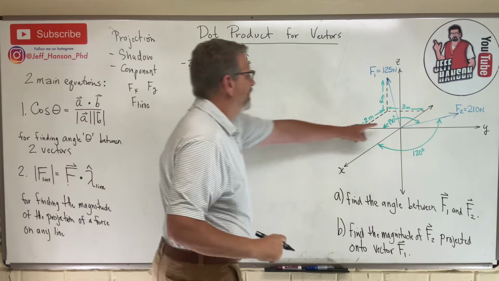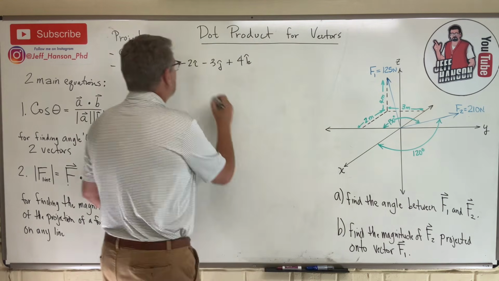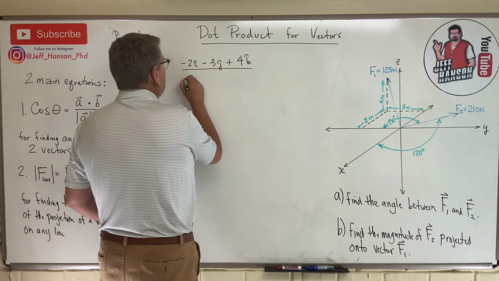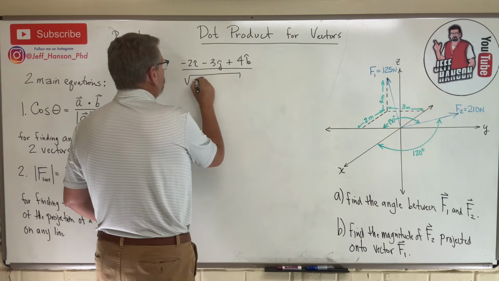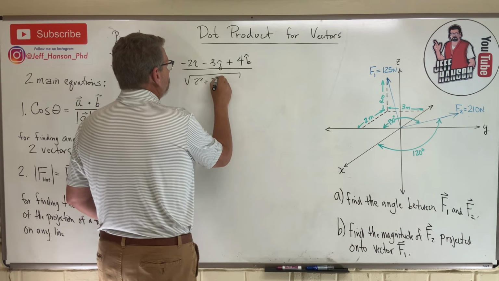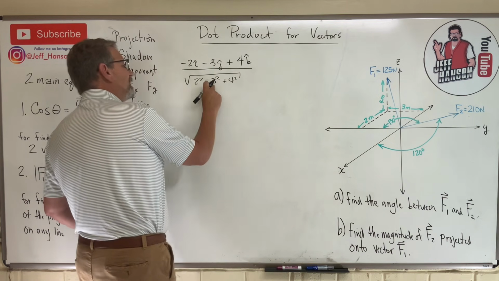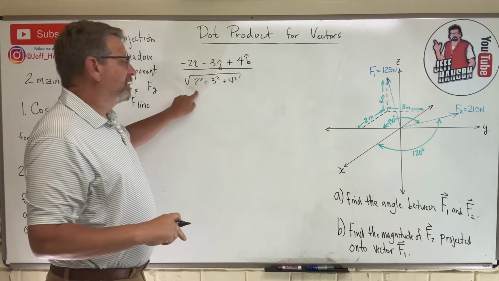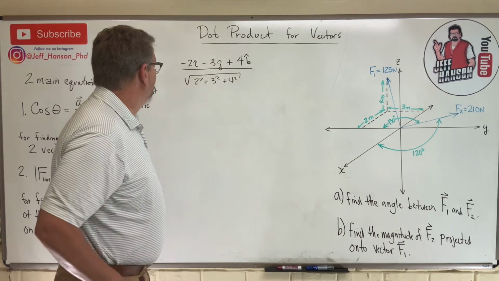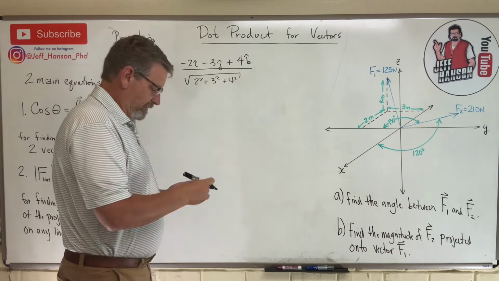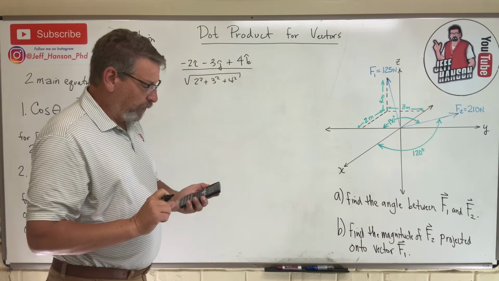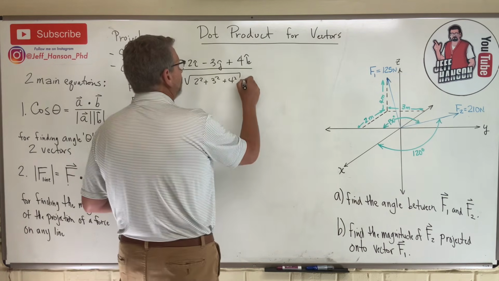That's how you get from there to there. Now we take that and divide it by what? Its magnitude: 2 squared plus 3 squared plus 4 squared. 16 and 9 is 25, and 4 more is 29. The square root is 5.385.